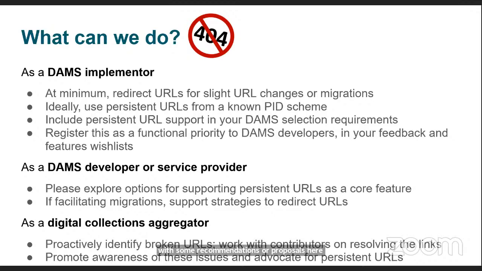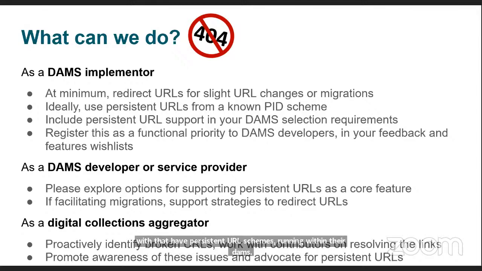As a DAMS implementer, at minimum, consider redirect measures for any slight URL domain changes when you're migrating content. Factor that into the strategy. Ideally, implement a persistent URL format using a node PID scheme, if your DAMS supports that. If it doesn't support that, please advocate for that functionality. We know that there's a relatively small number of open source as well as licensed DAMS that readily support persistent URL schemes. Just as a data point, within the CalSphere context, there's only a handful of contributors that we work with that have persistent URL schemes running within their DAMS.